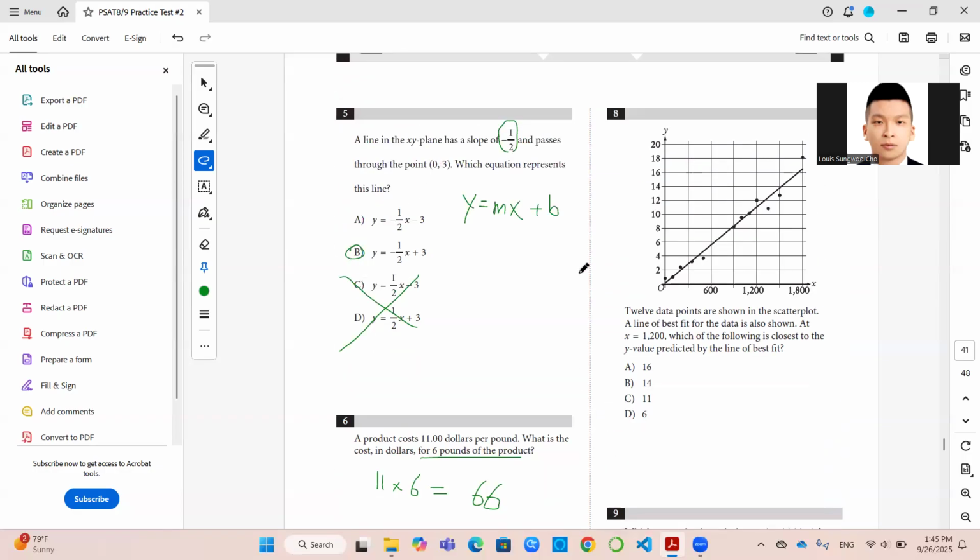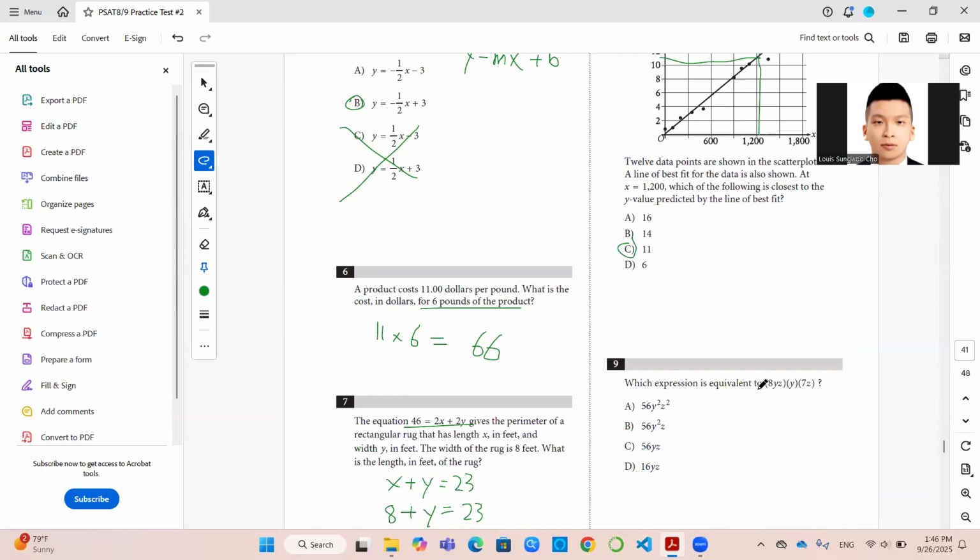12 data points are shown. A line of best fit for the data is also shown. At x equals 1200, which of the following is the closest to the y value predicted by the line of best fit? So if I look here, it's around 11. So C is the correct answer.